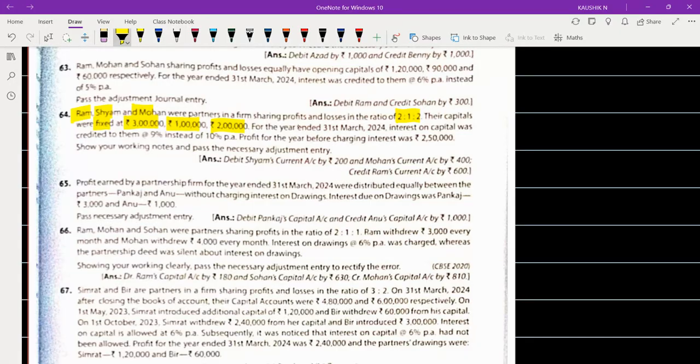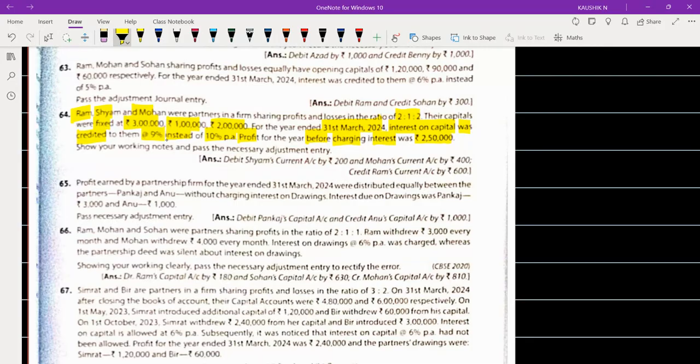For the year ended 31st of March 24, interest on capital was credited to them at the rate of 9 percentage instead of 10 percentage per annum. Profit for the year before charging interest was rupees 2 lakh 50. That is as per the requirement: profit before the appropriation is what we require.